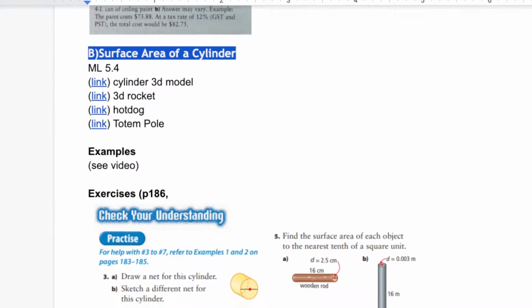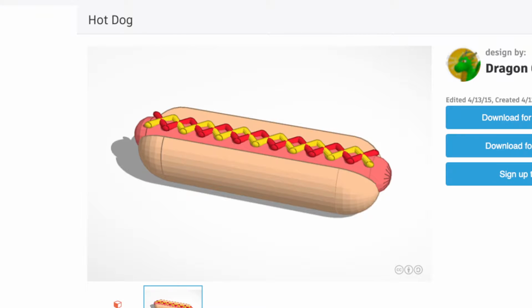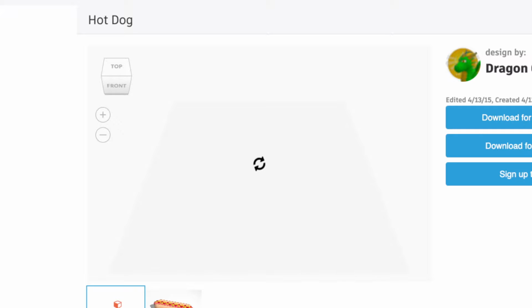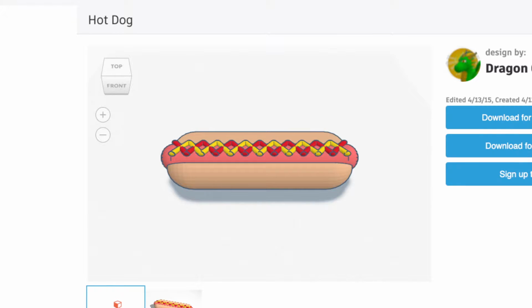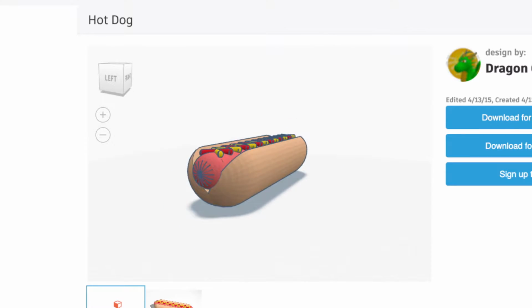So if you think about a cylinder, I don't know what's the first thing that comes to your mind, but the first thing that comes to my mind is hot dog. Hot dog. Okay. Anyone who likes hot dog with mustard? With ketchup? With mustard and ketchup? Nice. Okay, so this one has mustard and ketchup.